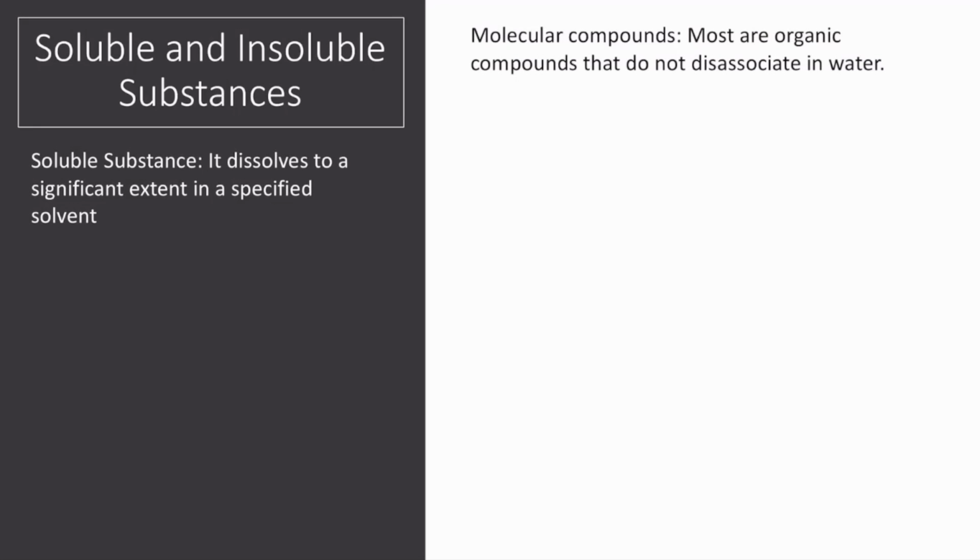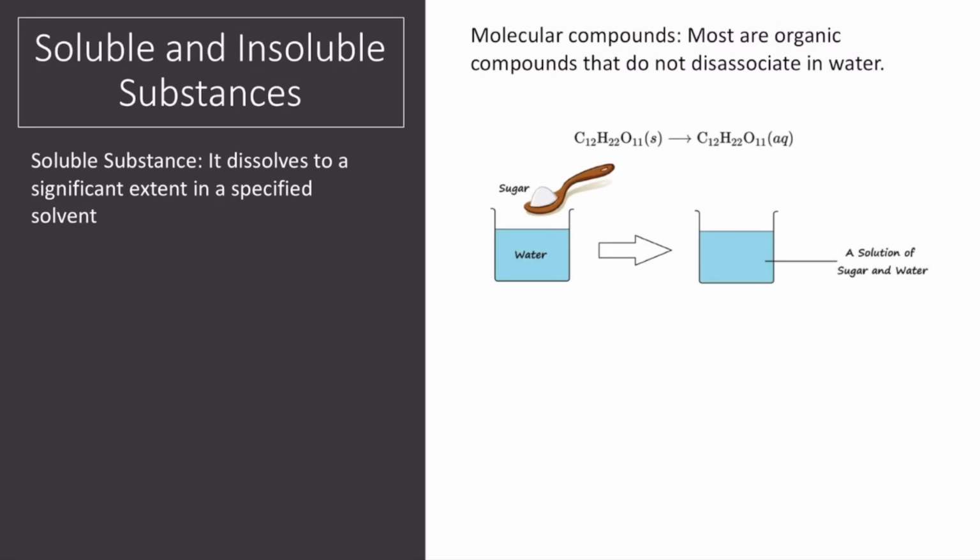They can be grouped into two. One is molecular compounds, which for the most part are organic compounds that do not dissociate in water. For example, if we have sugar in water and we mix them together, we form a homogeneous solution of sugar and water. The equation that represents this is solid sugar or sucrose molecules that, when mixing with water, form an aqueous solution of sucrose. So there is no ion dissociation. Therefore, this is non-conductive, just like in the case of ethanol.